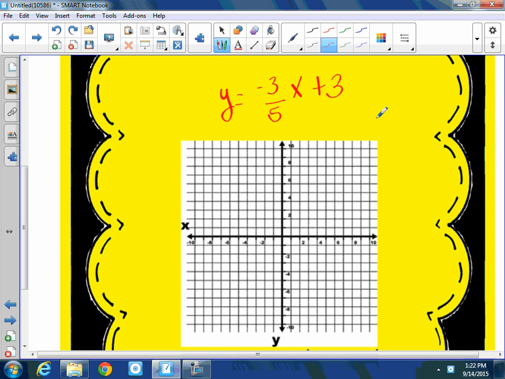Now you're back to using the slope-intercept formula. So the slope would be negative 3 over 5, so your rise is negative 3, your run is 5, and then your y-intercept would be 3. So start with your y-intercept, and since it's negative, you should be going down. 1, 2, 3, then 1, 2, 3, 4, 5.